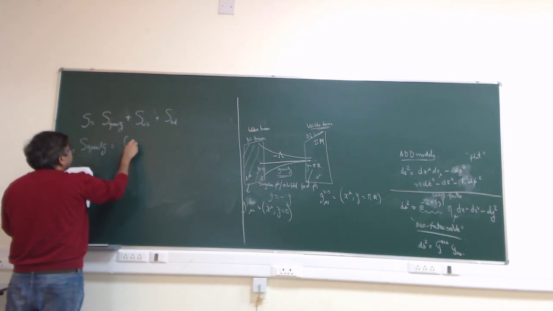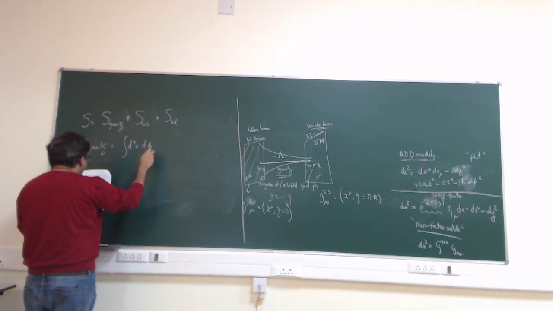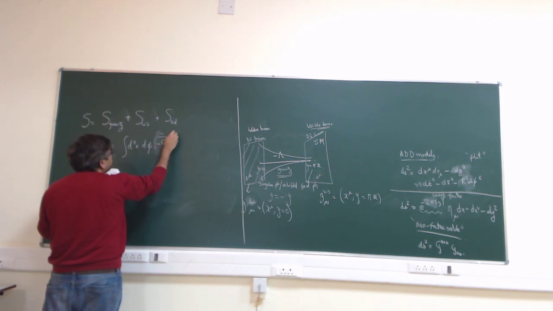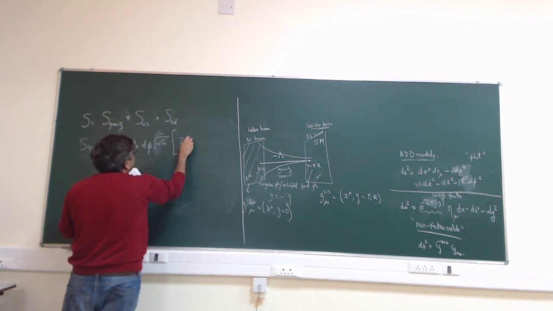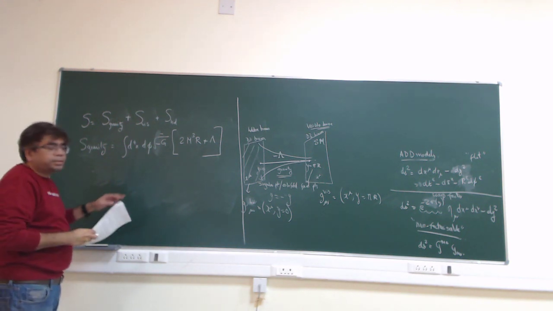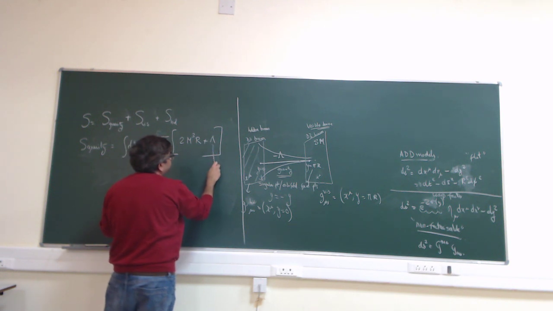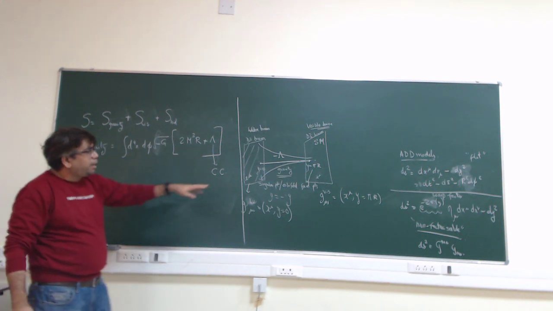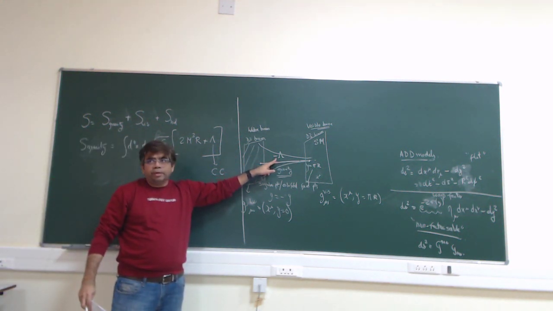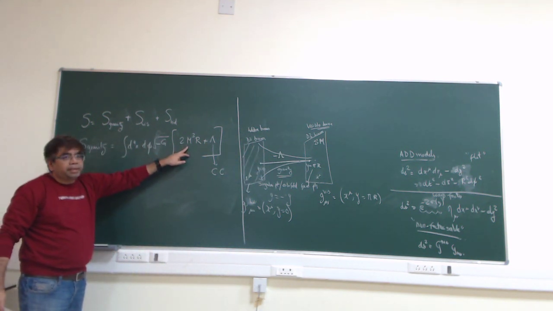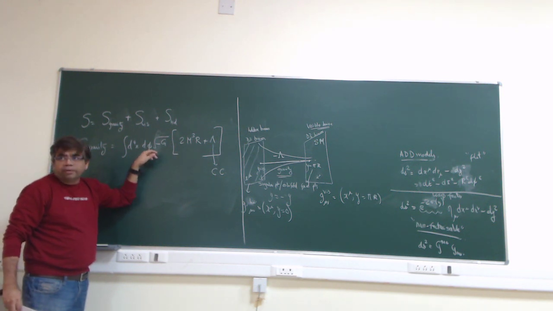is equal to the integral d^4x d phi, 5-dimensional metric, root g, 2 m cube R plus lambda, where lambda is some constant, also called the cosmological constant. So the 5-dimensional metric has a cosmological constant. Now it should be m square R, but there is an m because I wrote it as d phi.